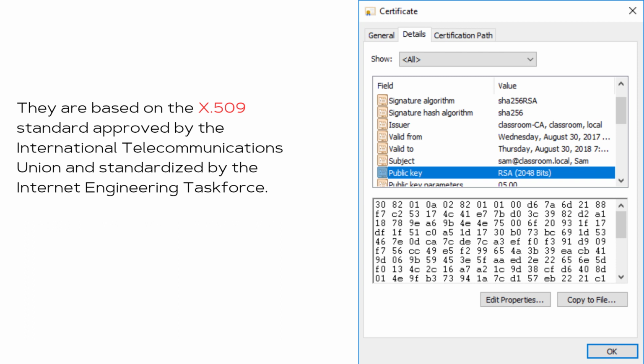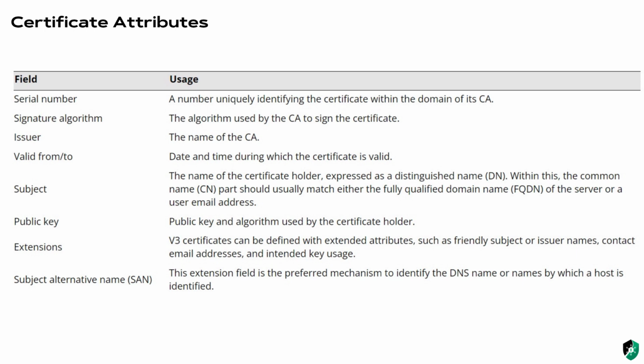Now, over here on the right, you would see an example of a certificate. You can see the fields. You have signature algorithm, the signature hash algorithm, the issuer, the validity of the certificate, the subject, the public key, as well as the key itself down there in the big box. Now, there are attributes for certificate features. Here you have them: the serial number, the signature algorithm, the issuer, validity, the subject, public key, extensions, as well as the subject alternative name.